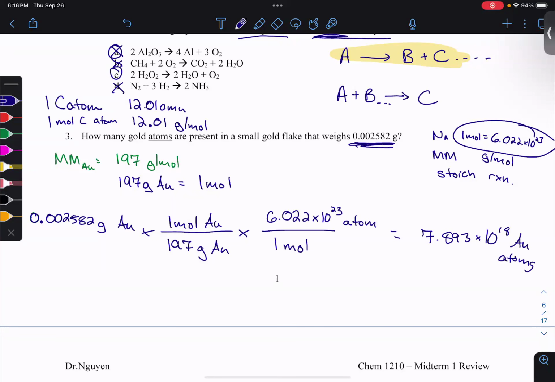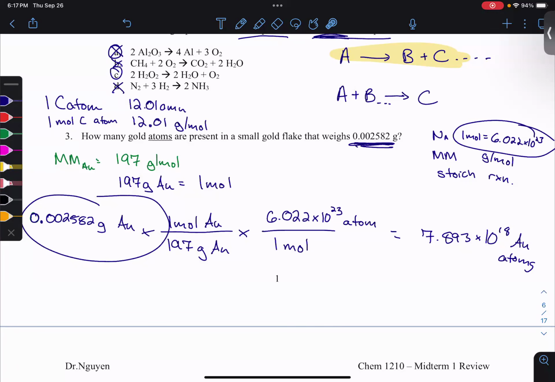atoms, all right? So look, you've used the scales and the balances in lab, right? You see how they go out to 4 decimal places. Trying to measure out 0.0025 grams of something, that's a tiny, tiny amount. That's a speck of gold. That speck of gold still has 7 times 10 to the 18 atoms. So 7 with 18 zeros after it. So even a speck of gold that you can barely see still contains a lot of atoms.